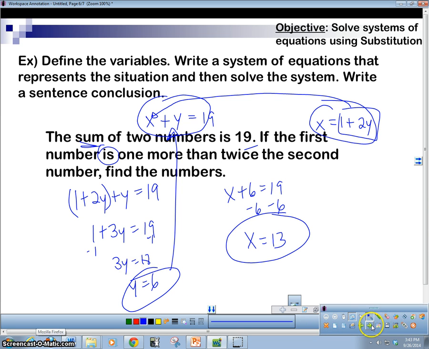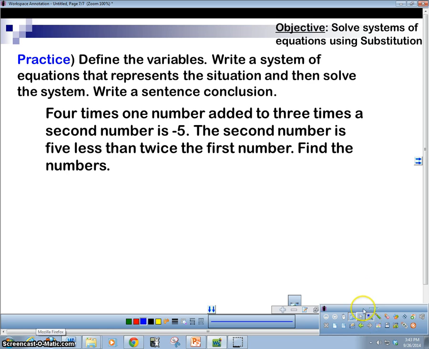Alright? Okay. I believe this is my last problem here. So, 4 times one number, that's an x, 4 times that, so 4x added to 3 times a second number, we'll call that y, is equal to negative 5. Okay, so there's one of the equations. Let's write it right here. 4x plus 3y equals negative 5.